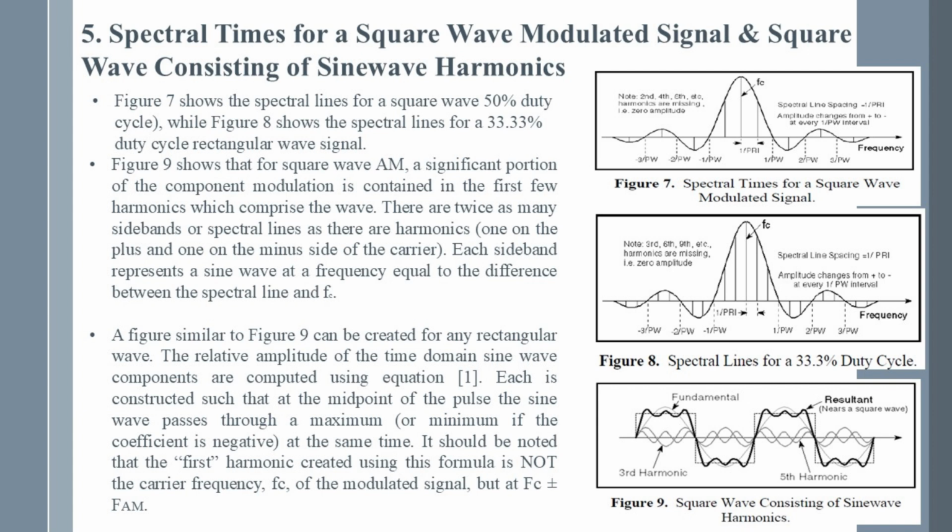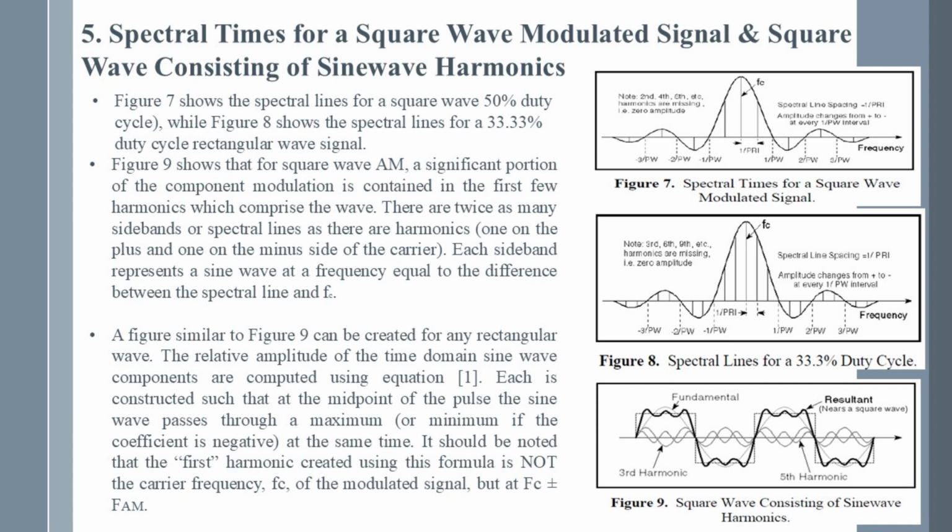There are twice as many sidebands or spectral lines as there are harmonics, one on the plus and one on the minus side of the carrier. Each sideband represents a sine wave at a frequency equal to the difference between the spectral line and Fc. A figure similar to Figure 9 can be created for any rectangular wave. The relative amplitude of the time domain sine wave components are computed using equation 1.